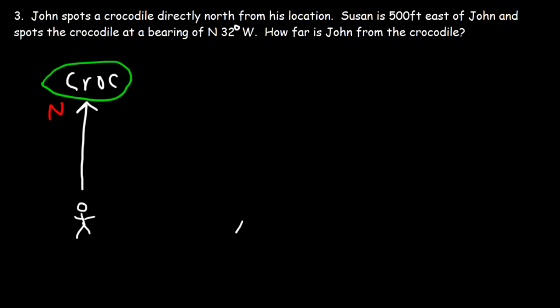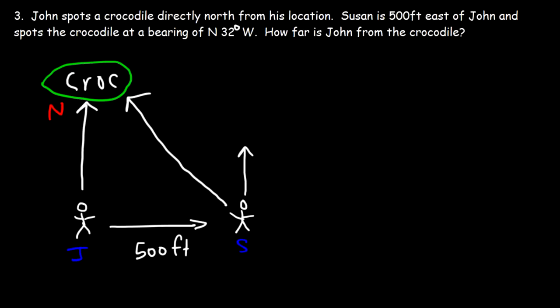Susan is east of John's location. And she's at a distance of 500 feet. So I'm going to write J for John, S for Susan. Now Susan also sees the crocodile. And she spots it at a bearing of north 32 degrees west. So relative to Susan, this is north, and this side is west. So this angle, starting from the north line, going 32 degrees west, is what we have.